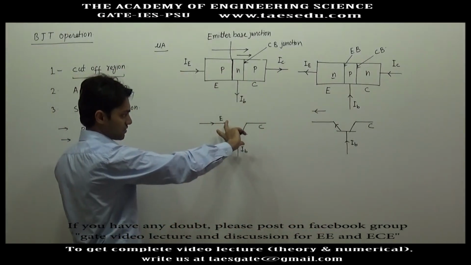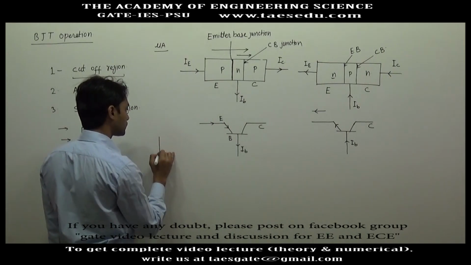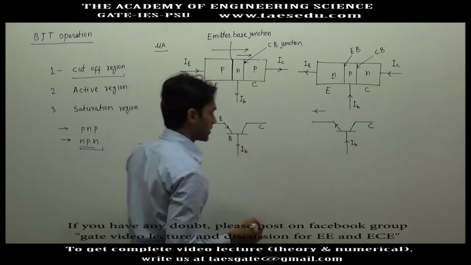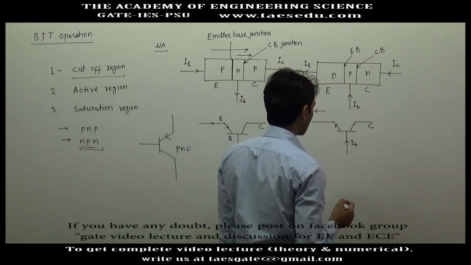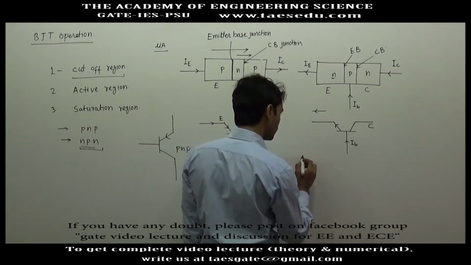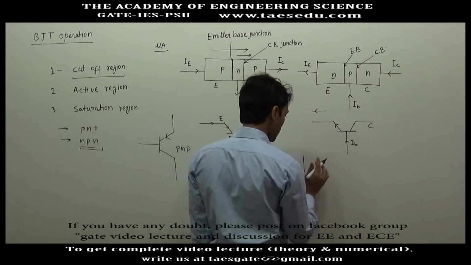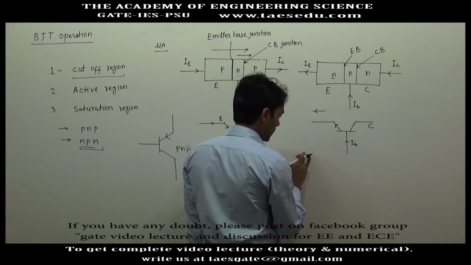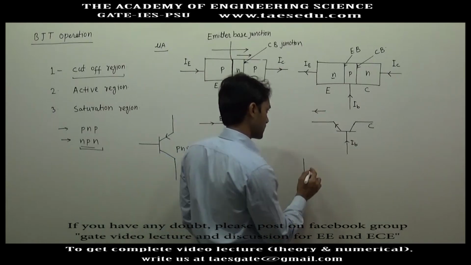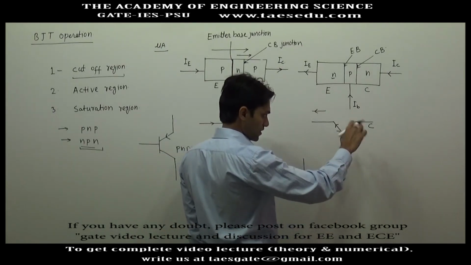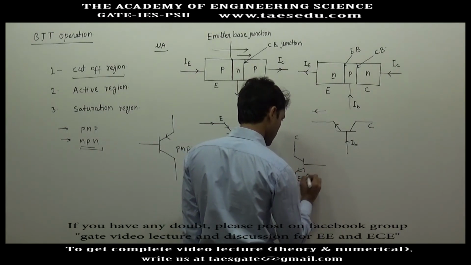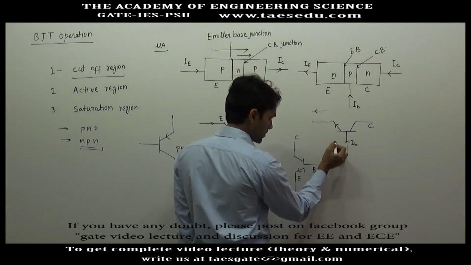If you rotate this clockwise, it will look like this, this is PNP. And if we rotate it anti-clockwise by 90 degree, how will it look? This is emitter, this is base. Now take mirror image of this.